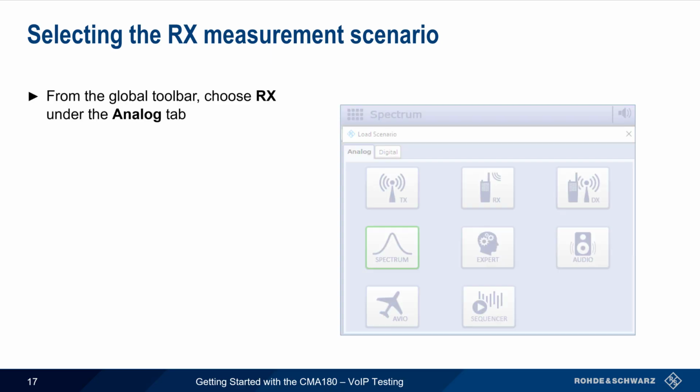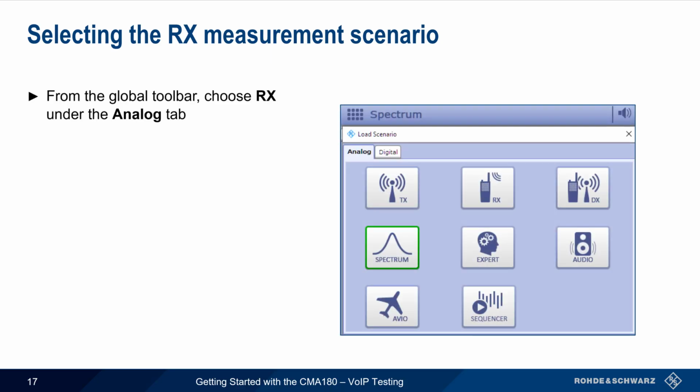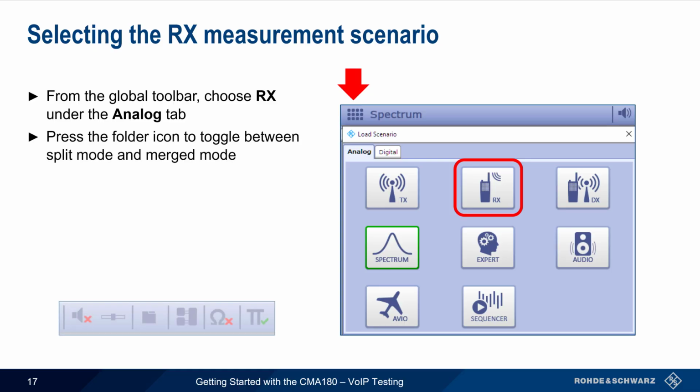To configure a receive test, click again on the global toolbar and then choose RX under the Analog tab. And as before, once the application is started, press the folder icon to toggle between split mode and merged mode.